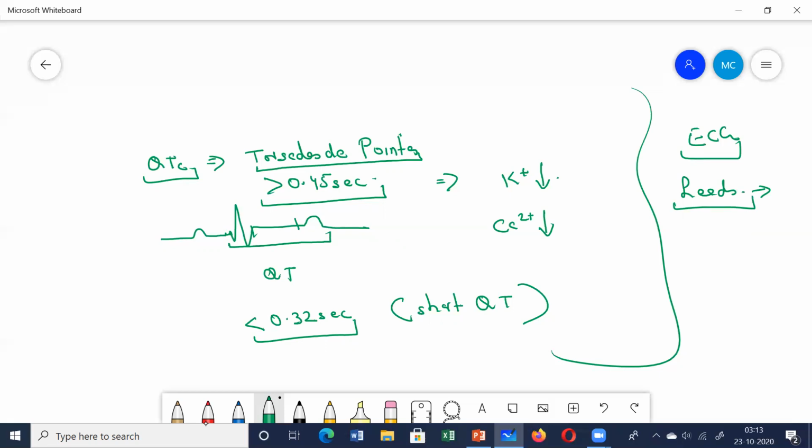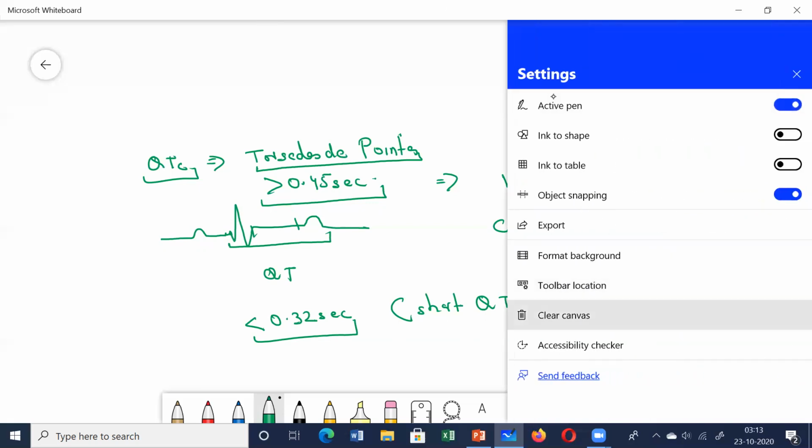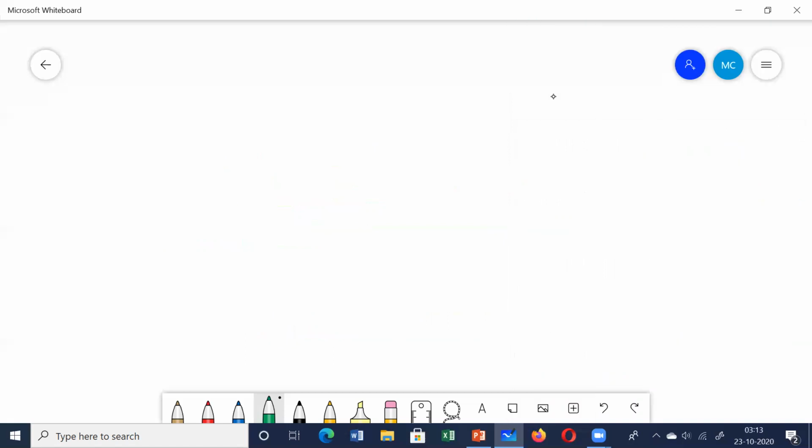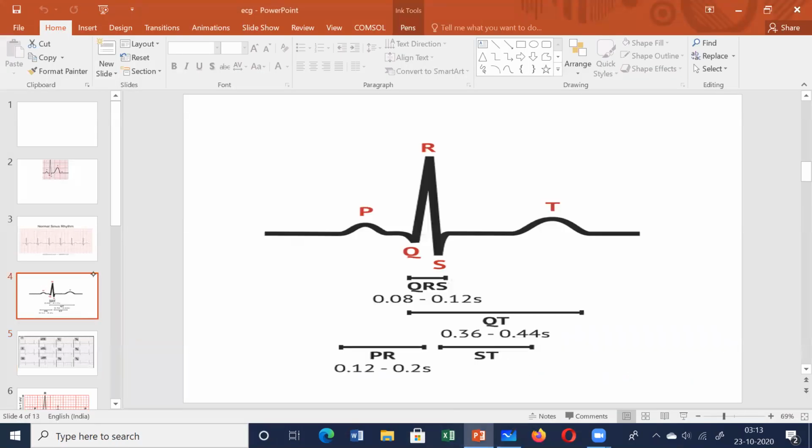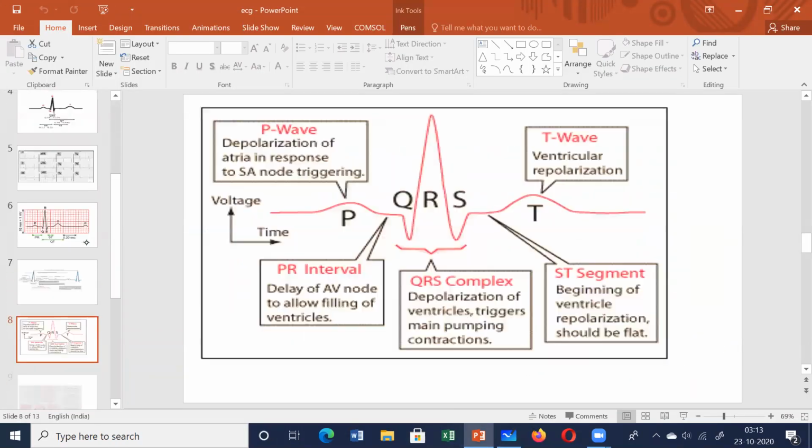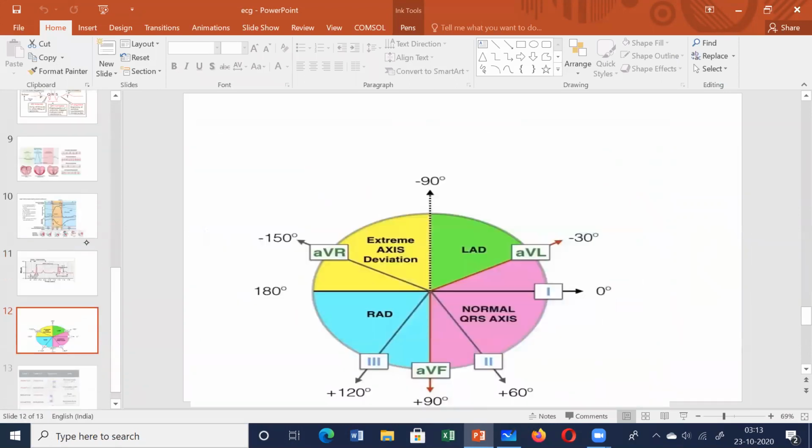And the last part which I want to tell you about is the axis, which in fact I should have mentioned earlier, but forgot. So let me tell you about the axis. How do you calculate the QRS axis? Remember your QRS axis.